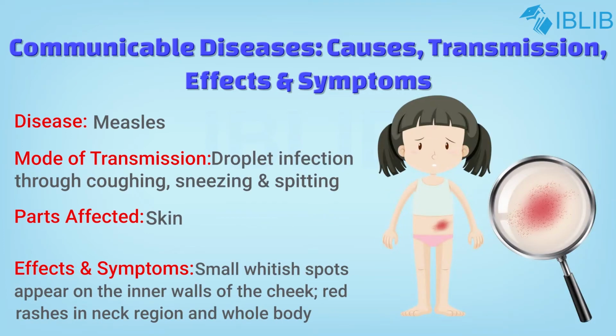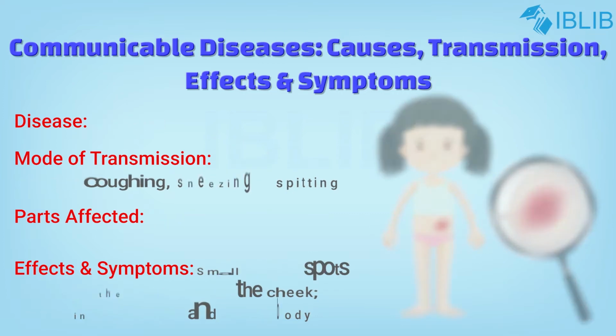Measles. It is transmitted by droplet infection through coughing, sneezing, and spitting. It affects our skin. The symptoms are sore throat, runny nose, watery eyes, dry cough with fever. Small whitish spots appear on the inner wall of the cheek, and then red rashes appear first in the neck region and then to the whole body.